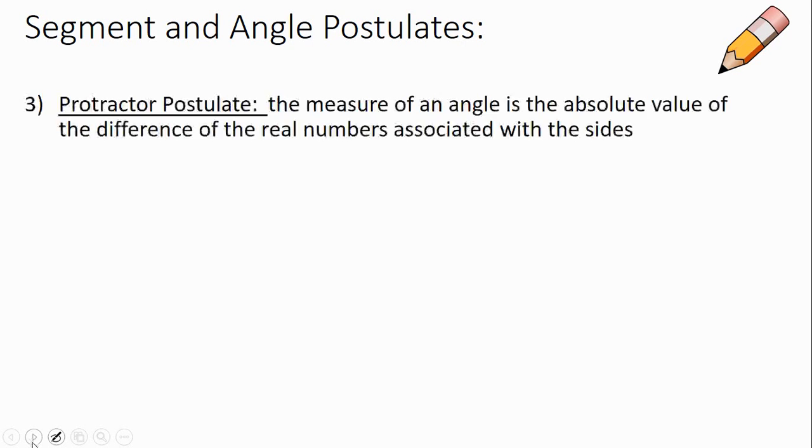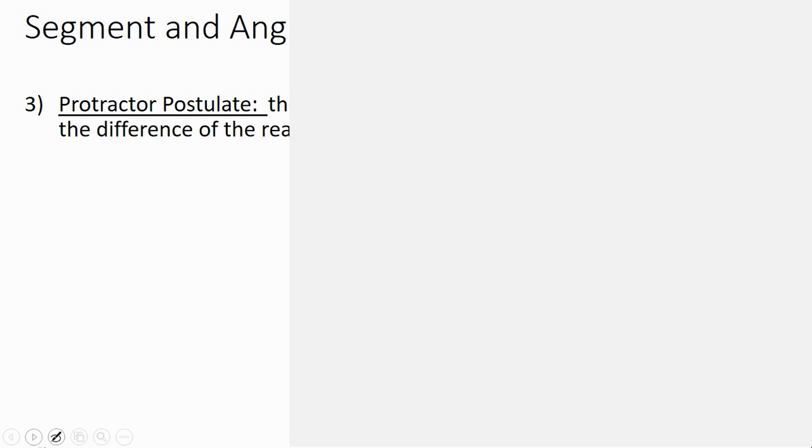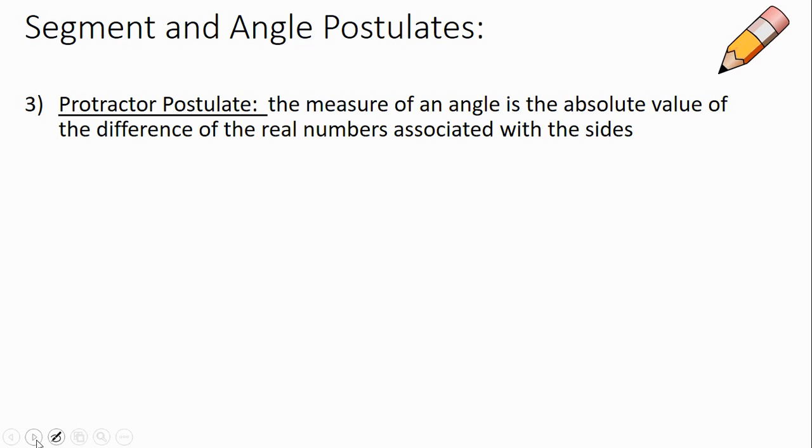Now, continuing on, segments and angles kind of behave the same way. Segments we measure with a ruler, angles we measure with a protractor. So when we talk about the Protractor Postulate, we're saying that the measure of an angle is the absolute value of the difference of the real numbers associated with the sides. It's the same sort of argument that you can use a protractor to measure angles.